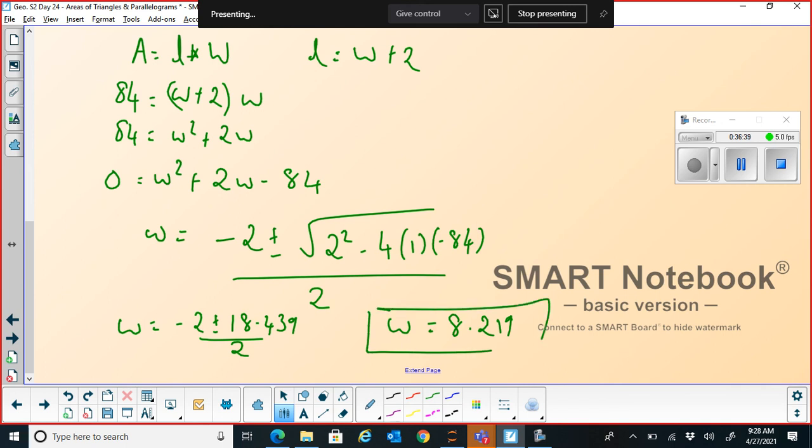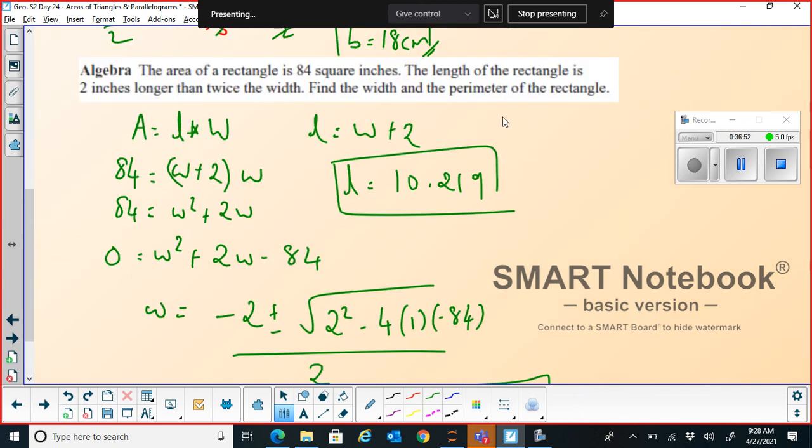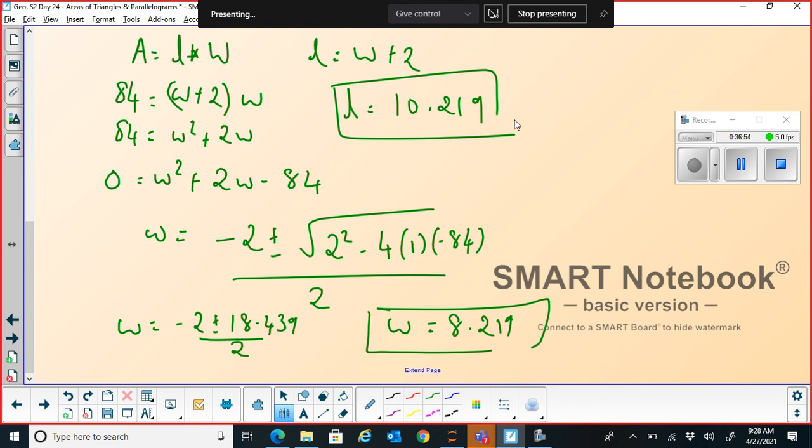and I take only the positive width, and the length is going to be, adding 2 to this, I'll have 10.219. Okay, that's your length. And they have given us the unit inches, so this is also 10.219 inches, and this is 8.219 inches. Okay.